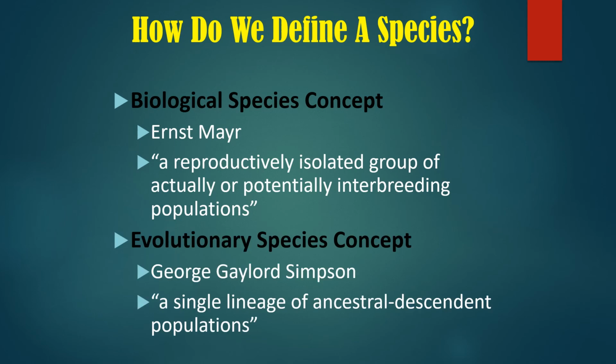But we also have the evolutionary species concept that was proposed by George Gaylord Simpson, which says that a single lineage of ancestral descendant populations should be considered the same species. And what George Gaylord Simpson was really trying to account for was this notion of anagenesis, right? That it's possible for an ancestor species to be a completely different species than the one that we see today, right? This is really showing evolution over time.